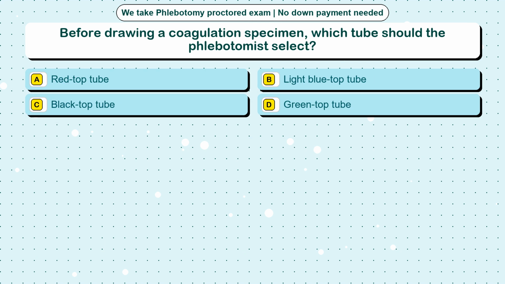Question 73. Before drawing a coagulation specimen, which tube should the phlebotomist select? Option A, red top tube. Option B, light blue top tube. Option C, black top tube. Option D, green top tube.